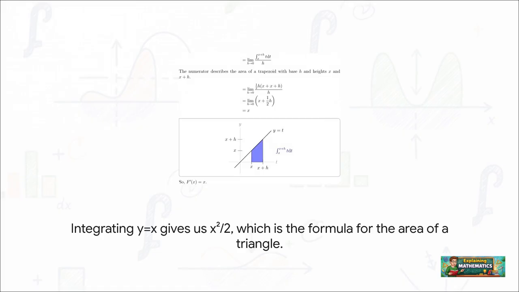And this is so cool because it shows that this isn't just some abstract symbol game. When we integrate the simple function y equals x, the power rule gives us x squared divided by 2. And what's that? It's the formula for the area of a triangle. It shows that integration is deeply, fundamentally connected to the idea of calculating area.